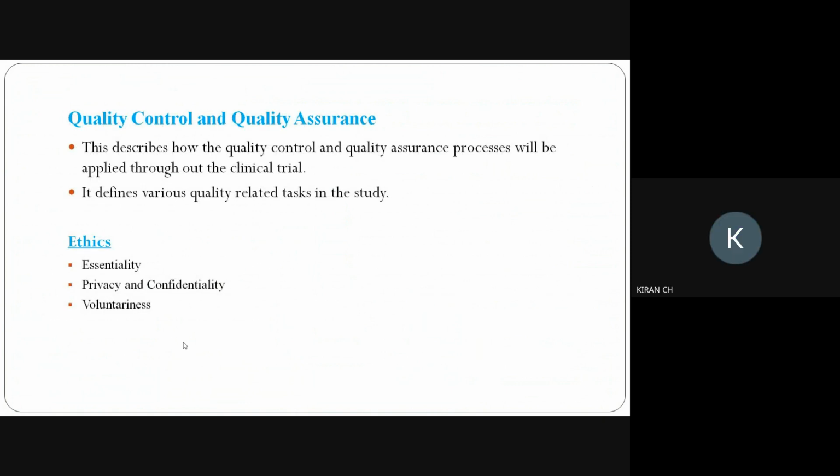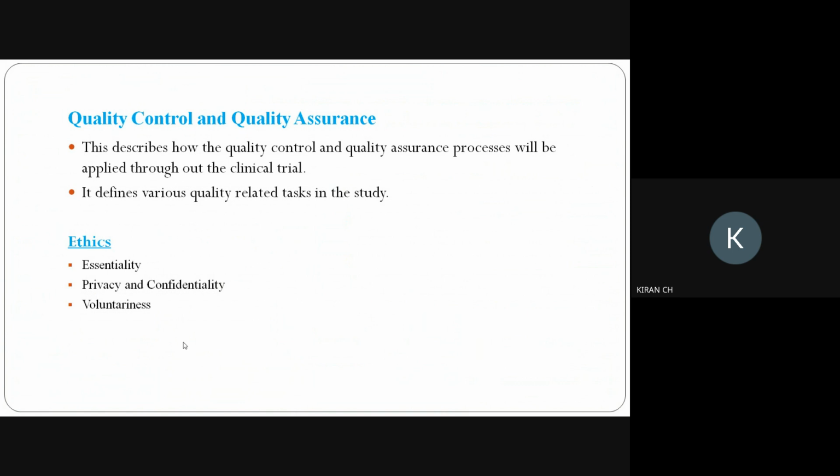Quality control and quality assurance department. These two departments mainly check whether all the procedures are being done as per the guidelines, all the documents are as per the guidelines or not, and everything is done in an ethical way or not. All those things they will cross check, and their main duty is to maintain the quality of the documents, mainly without any manipulations.